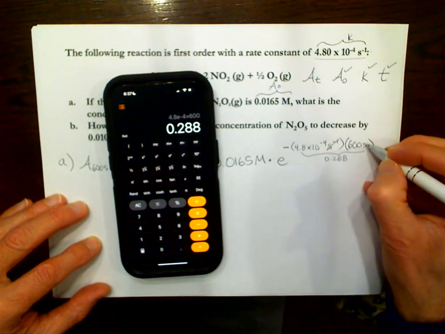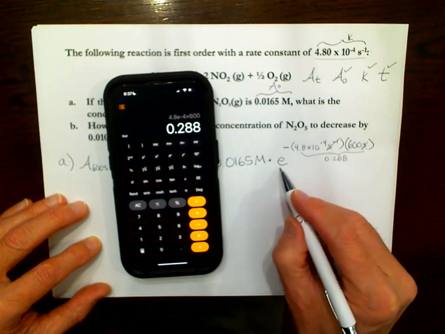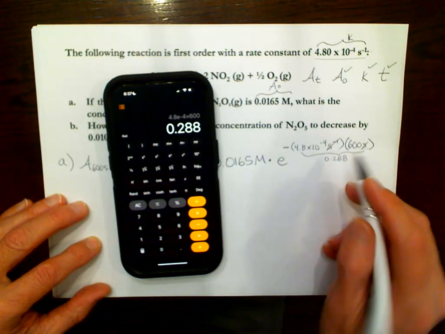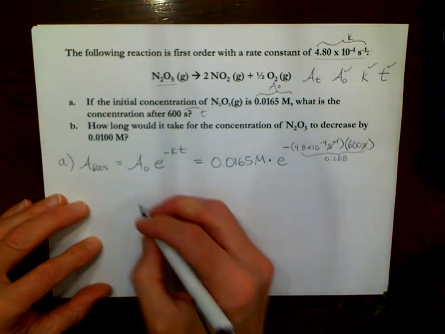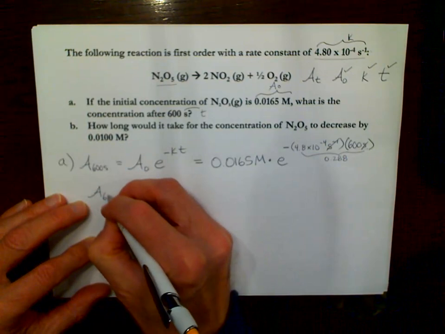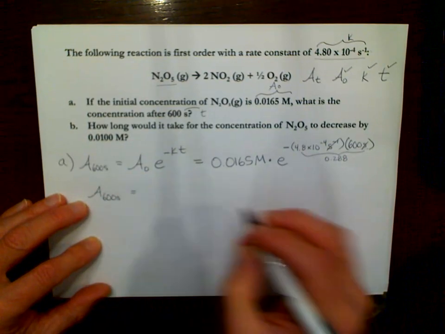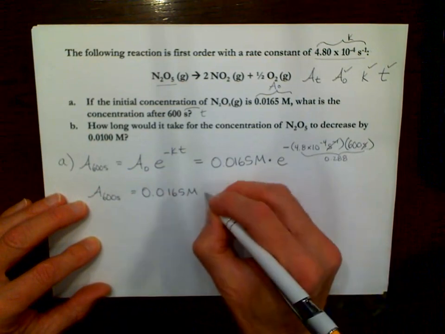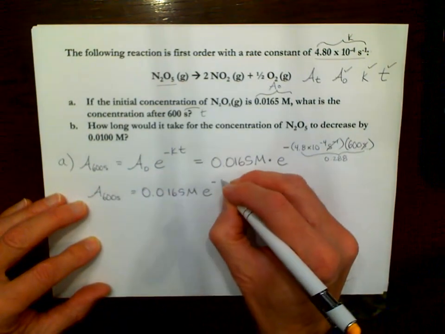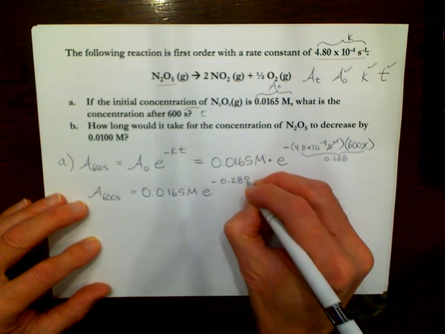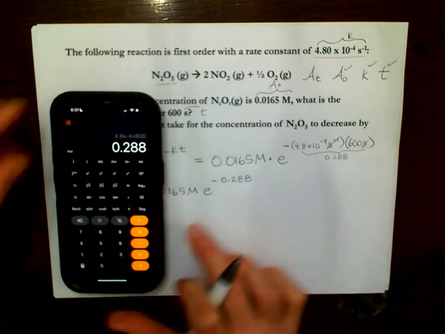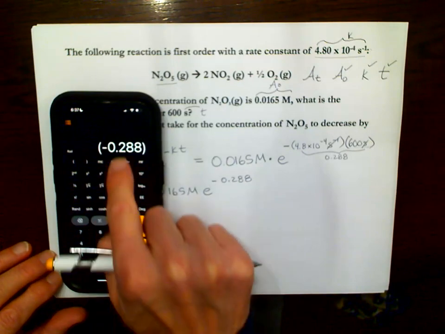And notice the units cancel, which it should. Anything that I put in the exponent here, anything that you're exponentiating should be unitless. So the problem now looks like this. The amount present at 600 seconds is going to be 0.0165 molar times e to the negative 0.288. That's that product.